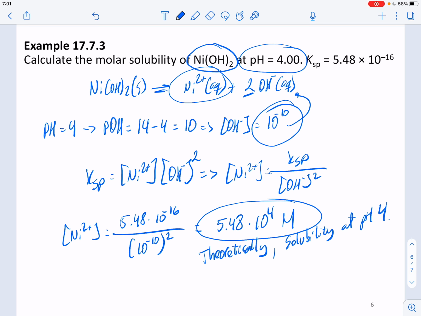Okay, but again, this is theoretical. If you could somehow maintain the pH constant at 4, then you should be able to dissolve a concentration on the order of 10 to the negative 4 molar of nickel hydroxide. Okay, so don't be afraid if you get a big number, because that's what the calculation predicts. What it means really is that nickel hydroxide will be very, very soluble at pH 4.